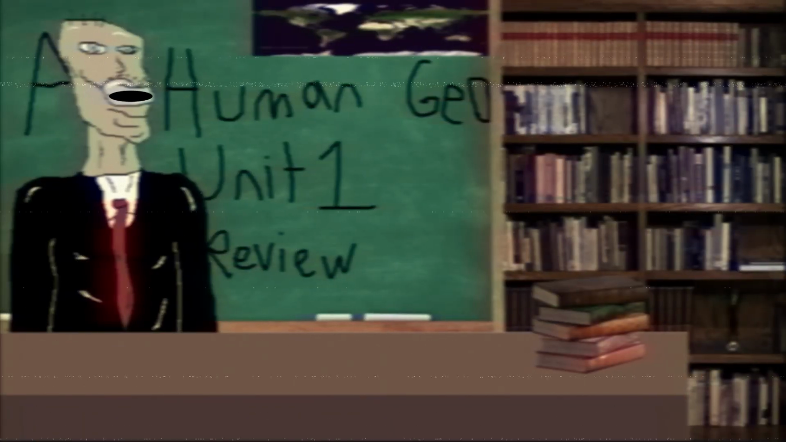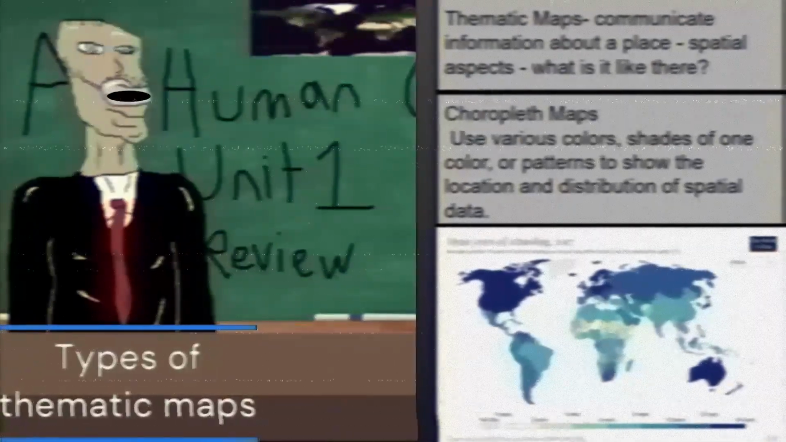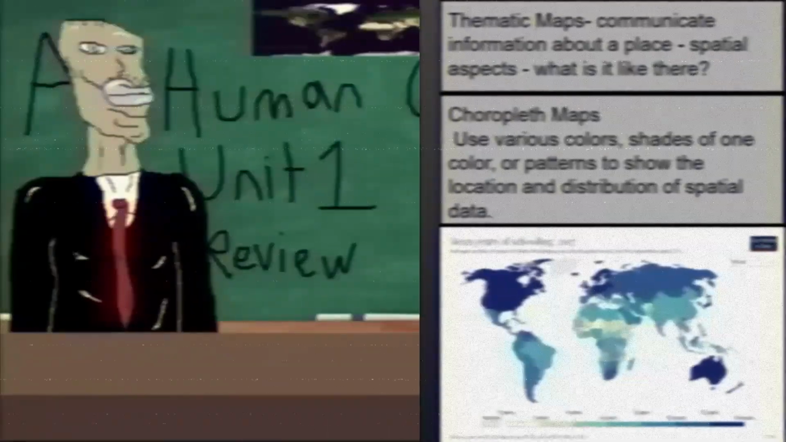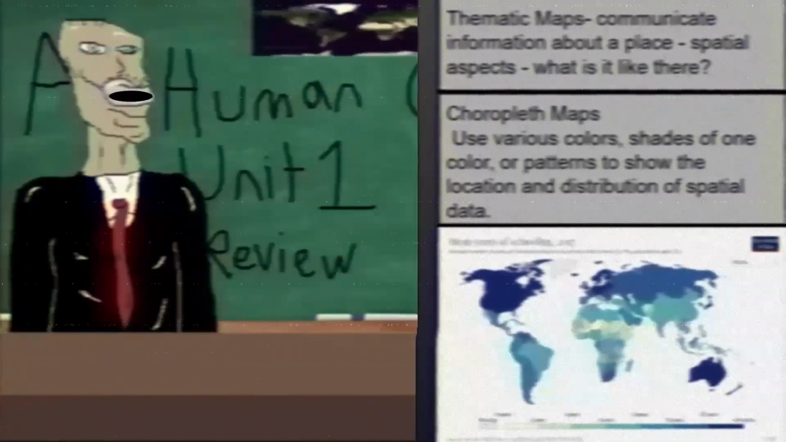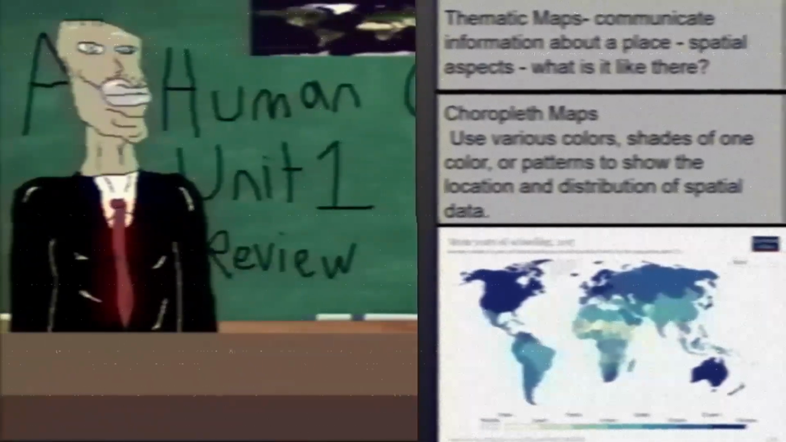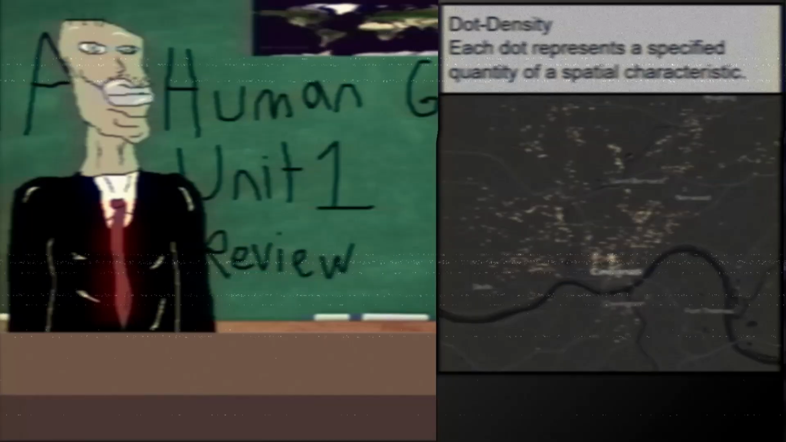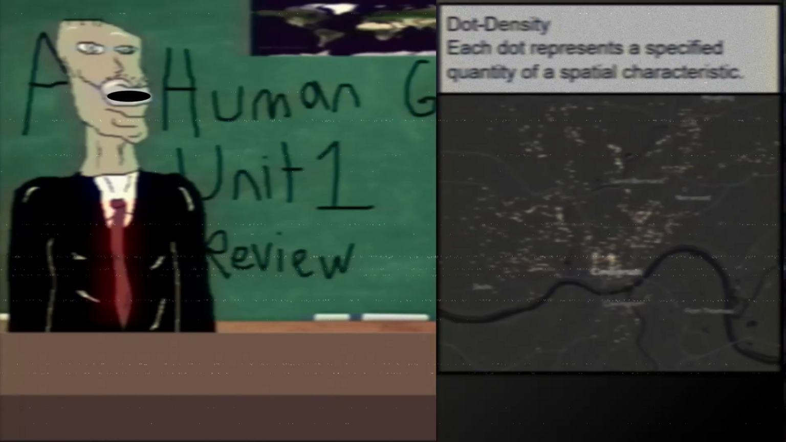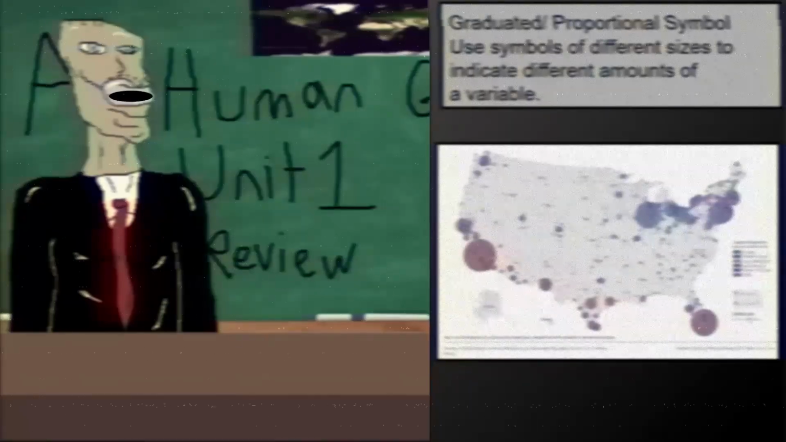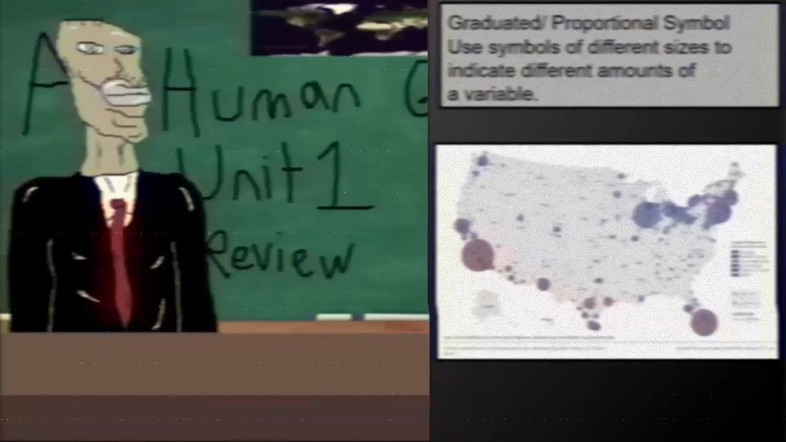Next, we will be going over the different types of thematic maps. Thematic maps are maps that communicate information about a place. There are different types of thematic maps, including choropleth, which use color to convey or show patterns and distribution. Dot density maps use dots to show data, where each dot represents a quantity of a characteristic. Unlike graduated symbol maps, which can commonly be mistaken for dot density maps, since graduated symbol maps use the size of a symbol, which can be a dot.